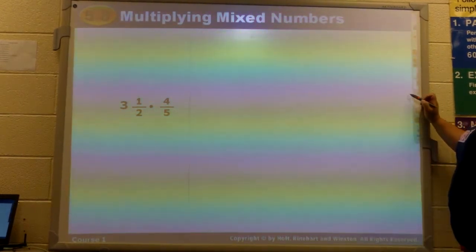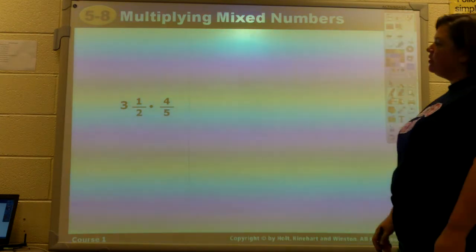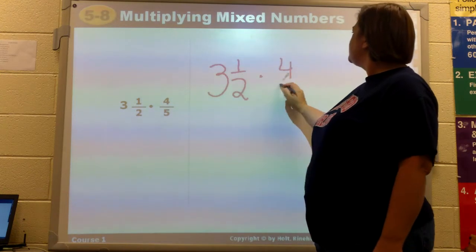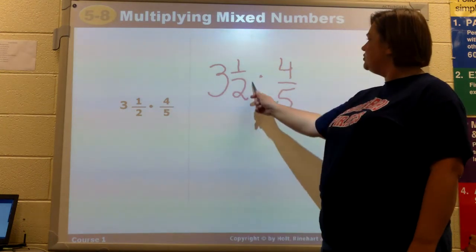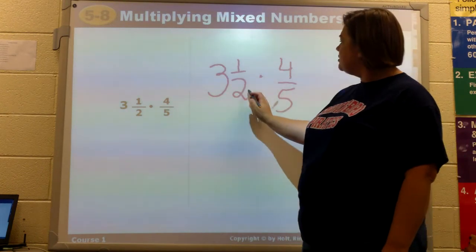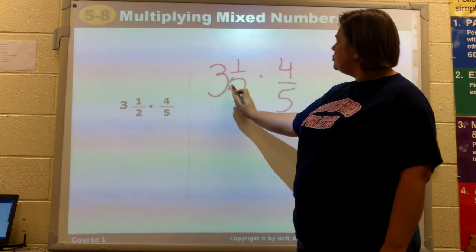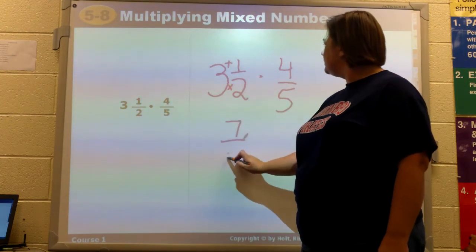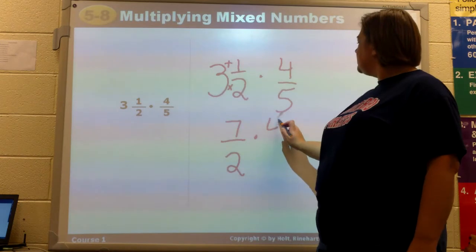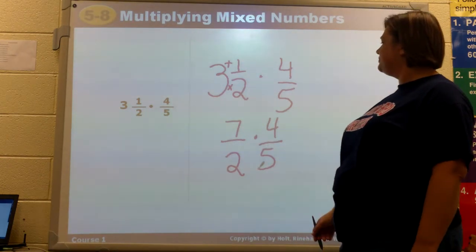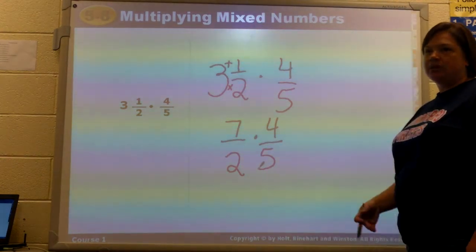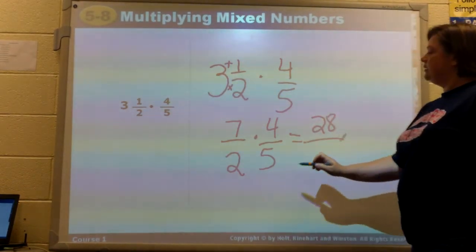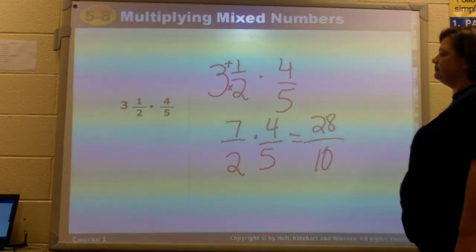Example 2. 3 1/2 times 4/5. Step 1, change any mixed number into an improper fraction. So 3 times 2 is 6, plus 1 is 7/2 times 4/5. Multiply the numerators and then multiply the denominators. 7 times 4 is 28. 2 times 5 is 10.